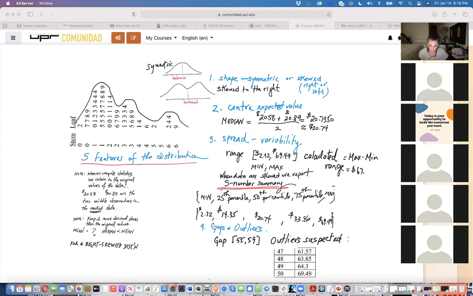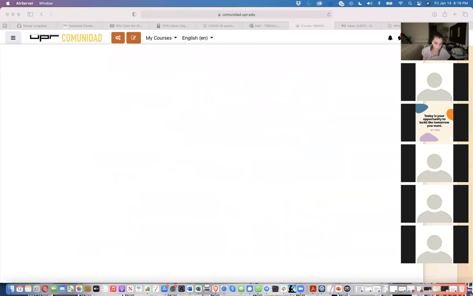So 67.17, right? Now I want you to calculate a different range. I want you to get the interquartile range. I have to change pages. So the interquartile range is equal to Q3 minus Q1.